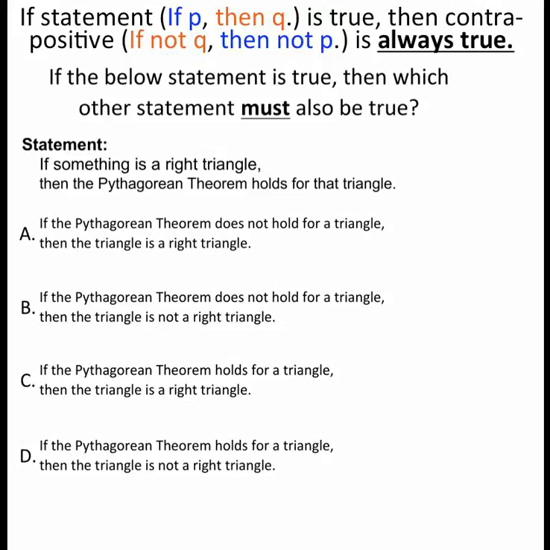I know that's always true. So if I can find which one of these four statements is the contrapositive, that will be my answer. So the first thing I do is figure out what P and Q are. If something is a right triangle, if P, then the Pythagorean theorem holds for that triangle, then Q. Now we can go through each of these statements and figure out which one is the contrapositive.